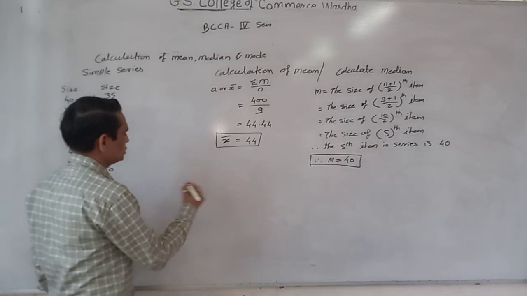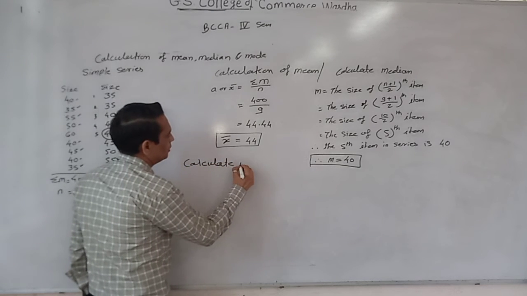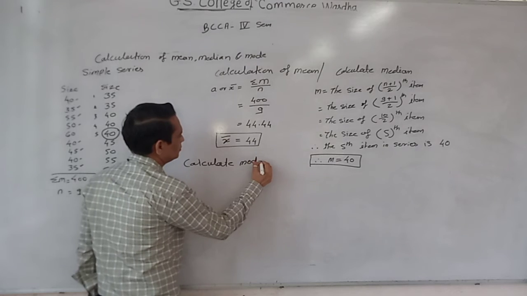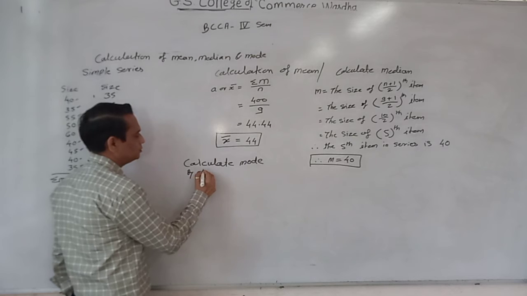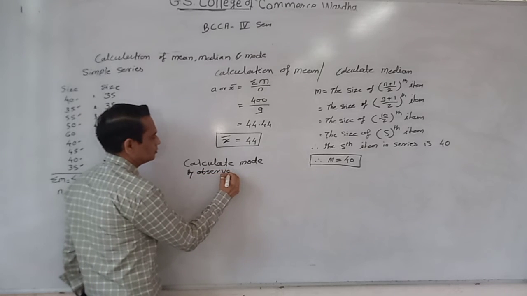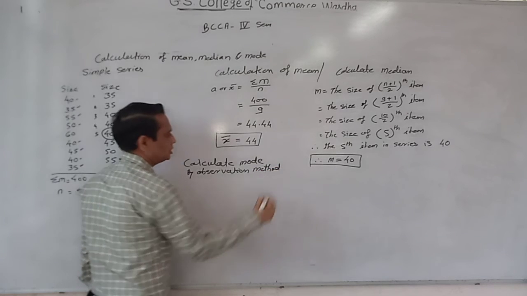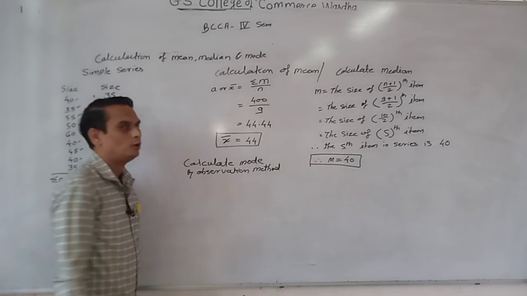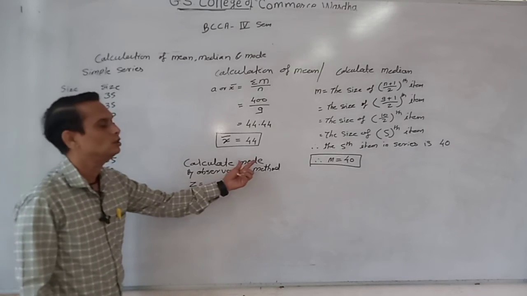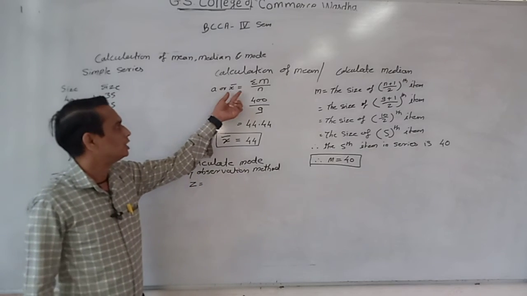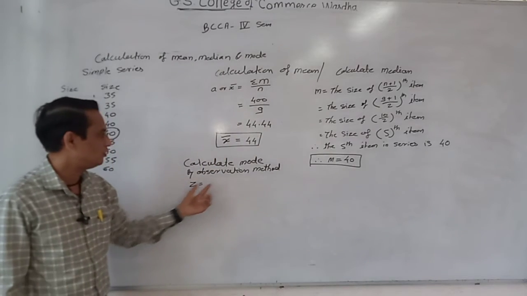Now the third calculation, calculate mode, by the observation method. By the observation method, Z equals the mode. Z stands for the mode. X bar stands for mean, M for median and Z for mode.